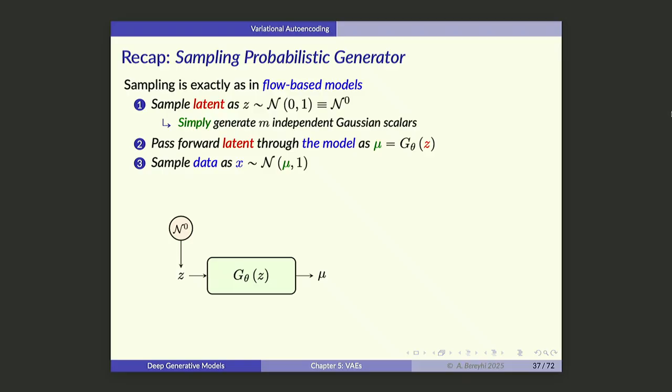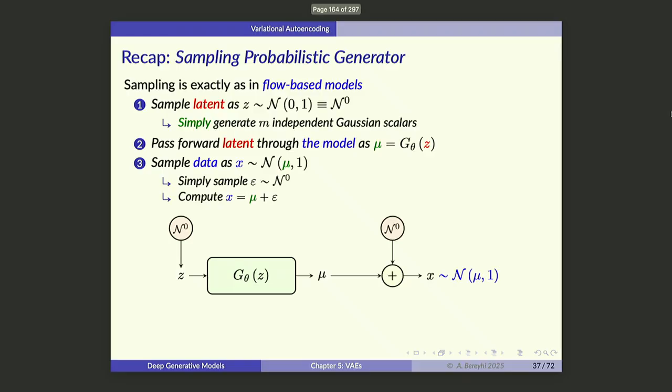So I give you the mean value. I computed the mean value by the neural network. I give you that value. How do you sample a Gaussian with this mean and variance 1? Exactly, right? So you end up again sampling one zero mean unit variance Gaussian, right?